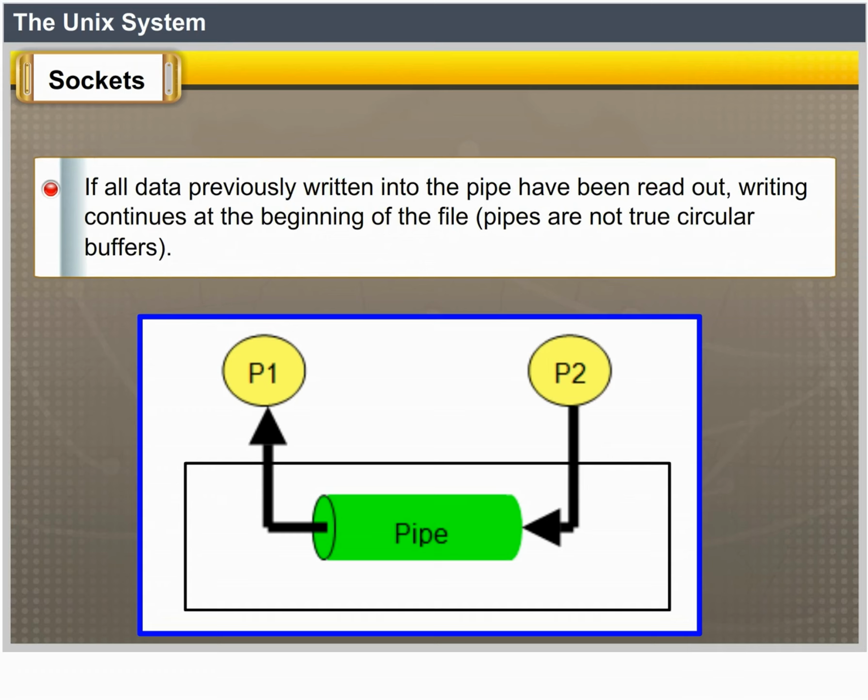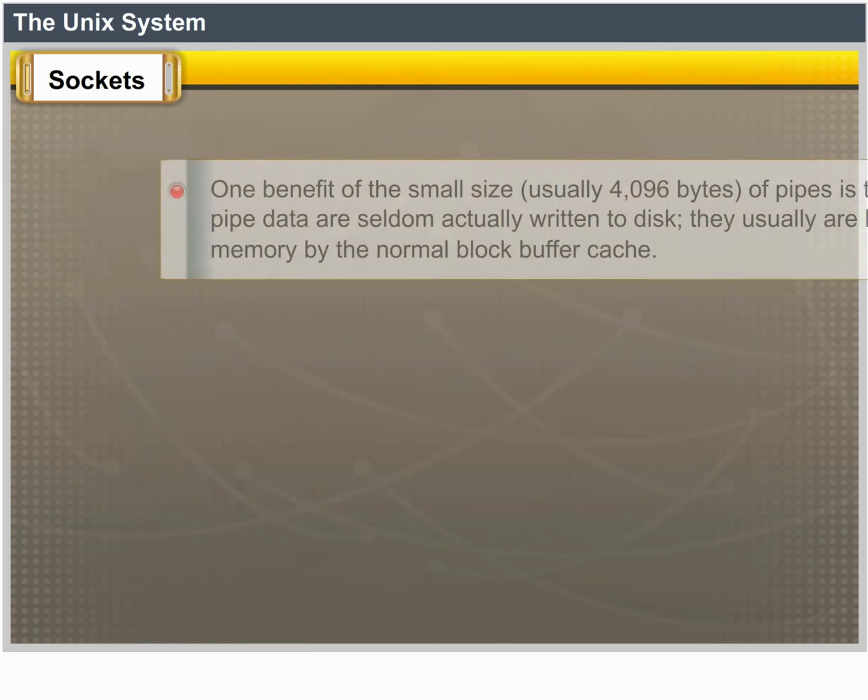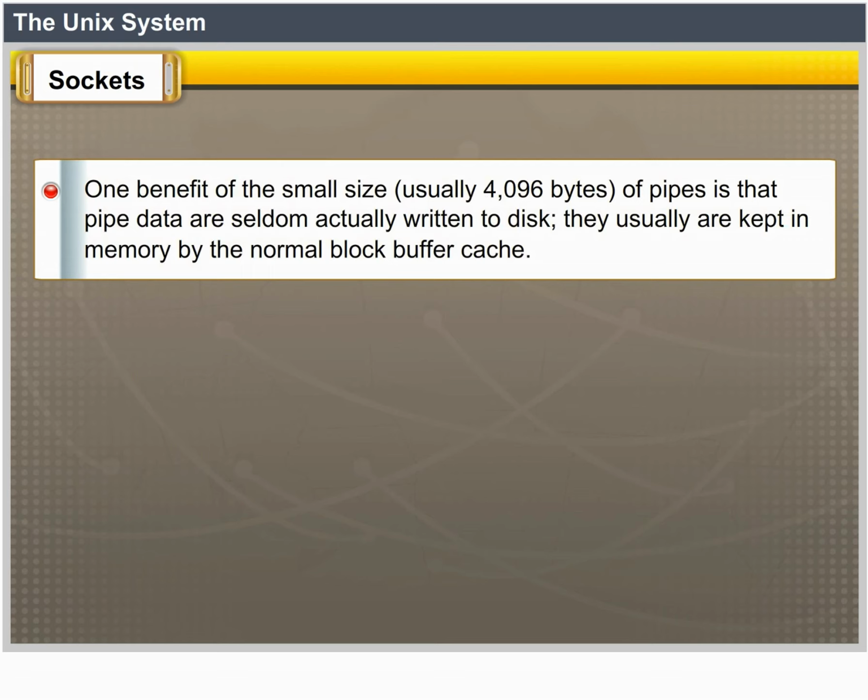Once all data previously written into the pipe have been read out, writing continues at the beginning of the file. Pipes are not true circular buffers. One benefit of this small size, usually 4096 bytes, of pipes is that pipe data are seldom actually written to disk. They usually are kept in memory by the normal block buffer cache.